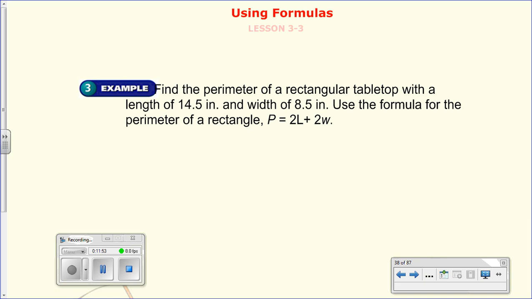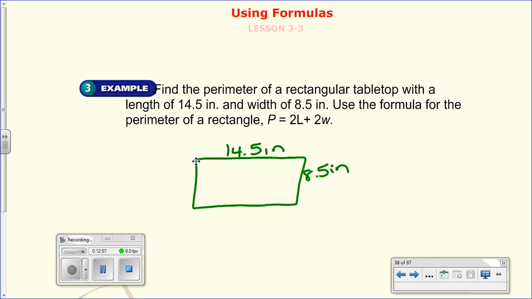I don't know about you, but I like pictures. I like to actually see my rectangular tabletop. I know the length is 14 and 5/10 inches. I know the width is 8 and 5/10 inches. That's going to help me out. I like to see it. And on this one, they ask us to use the formula. So we're going to use this. Perimeter is 2 times the length plus 2 times the width.